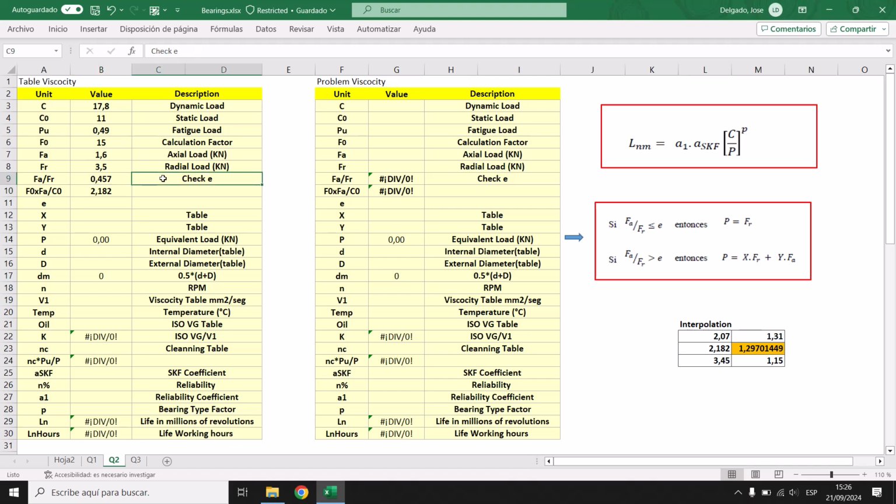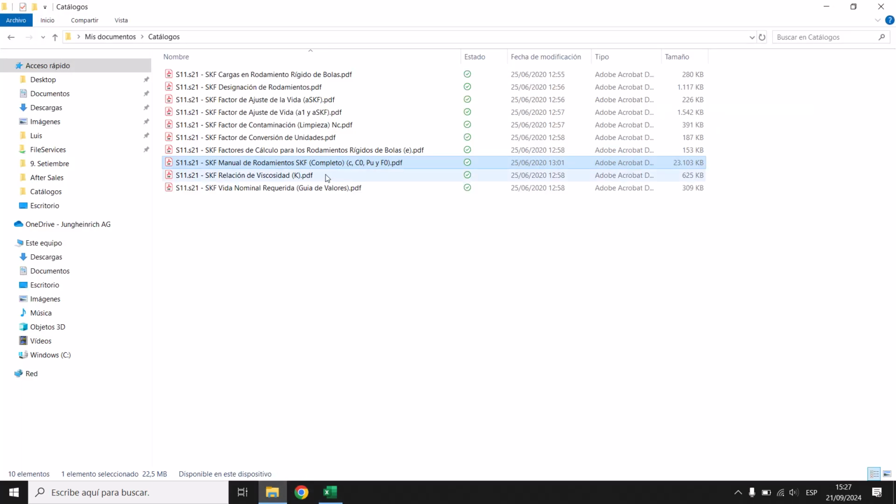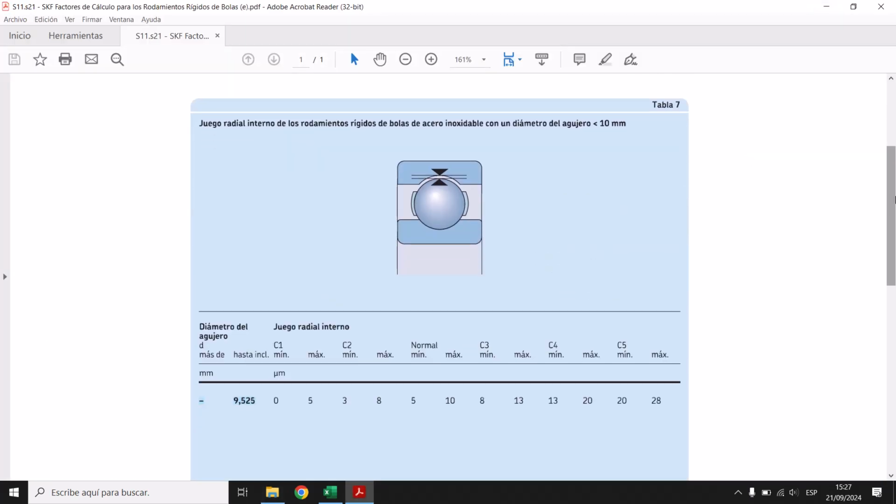So let's check this information. Why? Because we need to know the dynamic load. And in the case of dynamic load, we should check this. As you remember, we need this equation. We now have this, but we should know what is the value of E. This is for deep groove bearing.